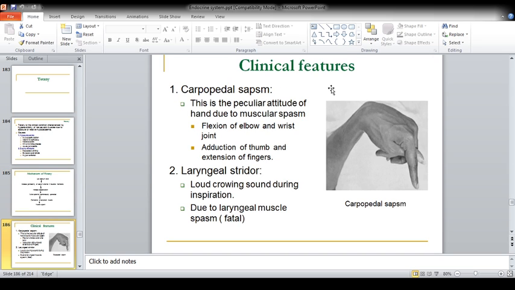So how would it look? How would the patient look? What are the signs and symptoms? There would be carpopedal spasms.